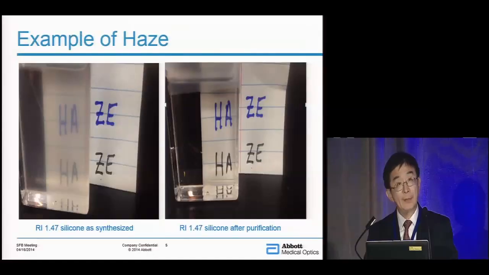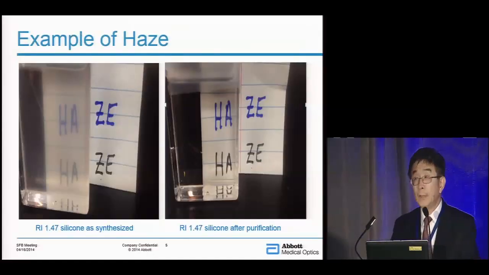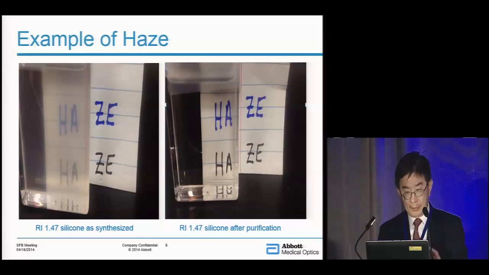So let's give an example here. Definitely, it appears that the haze level is higher in the sample on the left compared to the sample on the right. This is freshly synthesized fluid. We didn't do any purification work. After purification, you can see the haze level improves significantly.